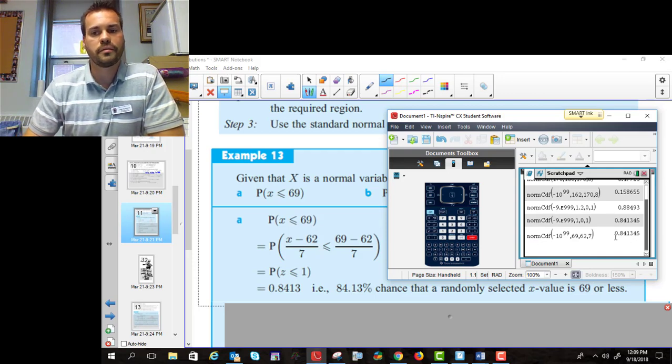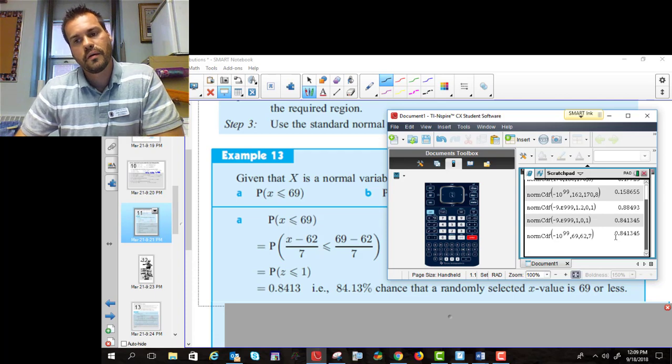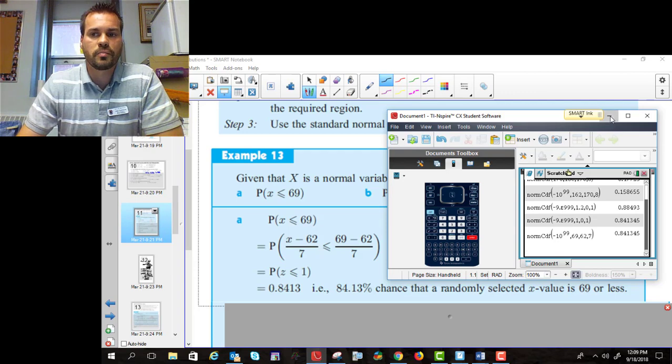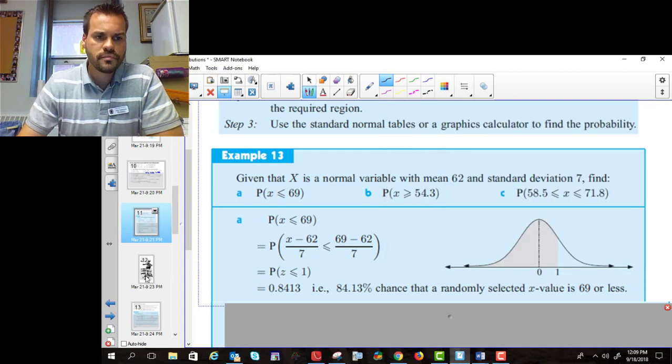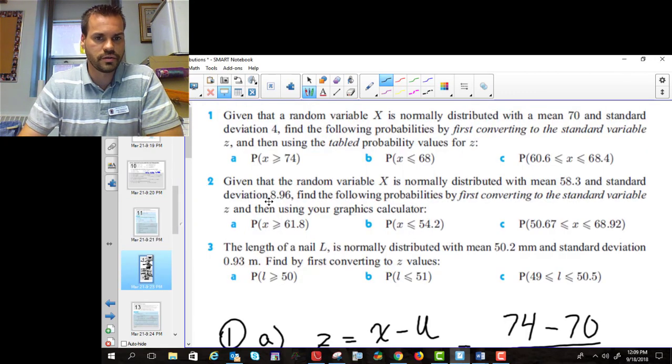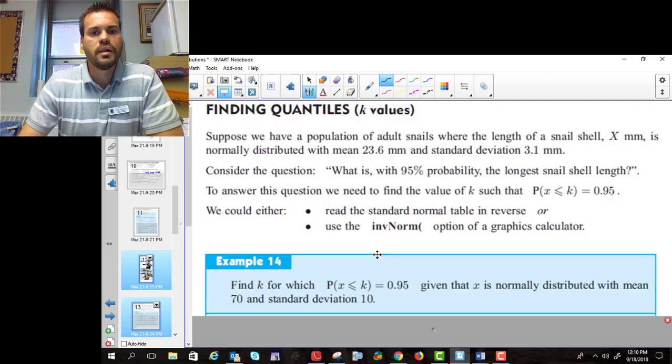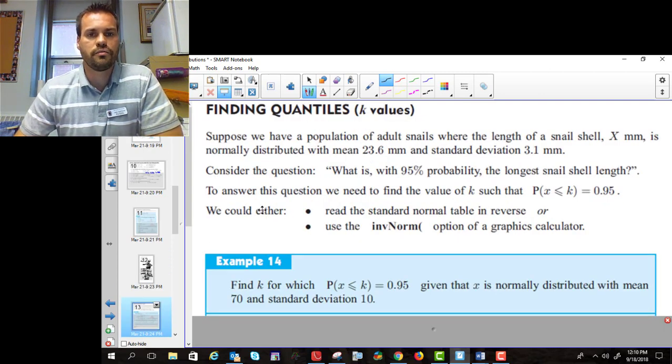So with the advent of technology, there is no reason to do the Z table anymore. But it's still important you understand how to convert from X to Z. And the reason that it becomes more important is actually because of the inverse normal functionality. So you can do these. It says to convert to a standard normal and then do it. We're not going to spend a lot of time doing that. What is interesting is, how do I find the x value that's associated with a particular probability?